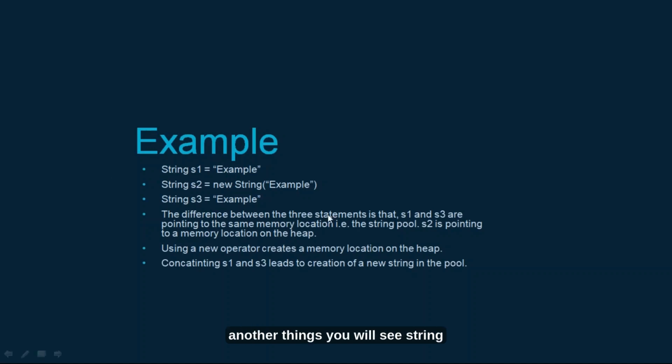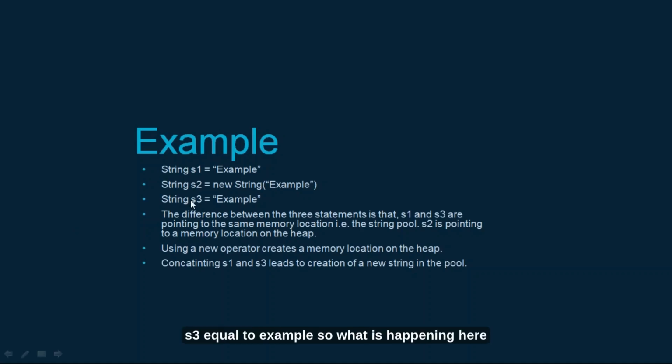Another thing you will see: String s2 = new String("example"). The value is the same, but here new is used. So what is happening? A new object will be created. Even though the value is the same, two different objects are created. One is in the constant pool, one is in the non-constant pool.